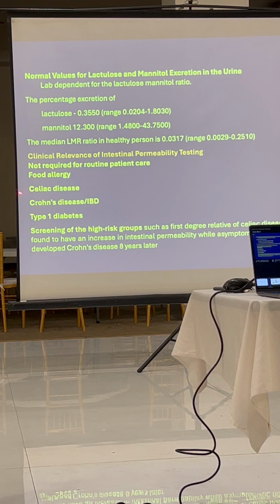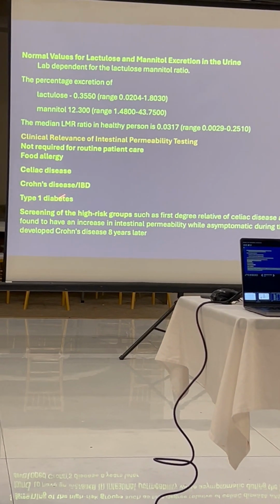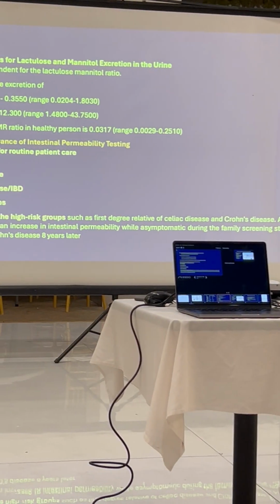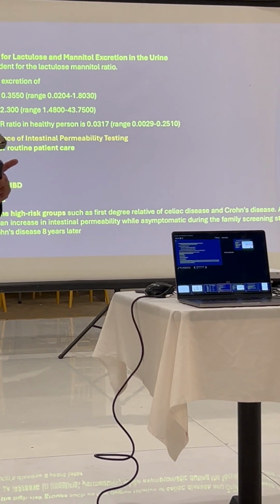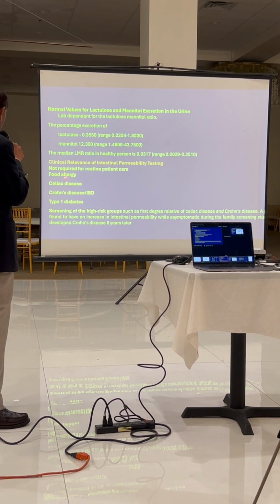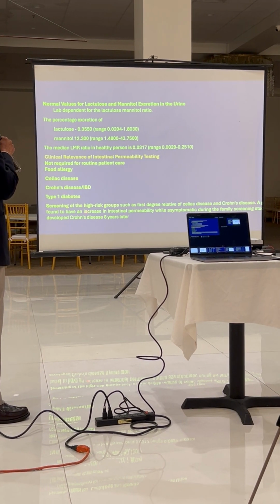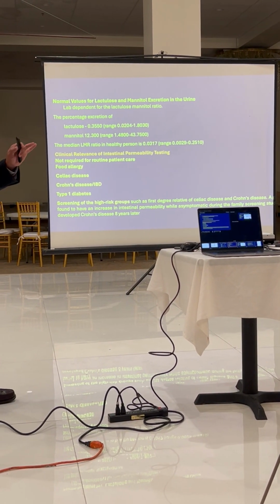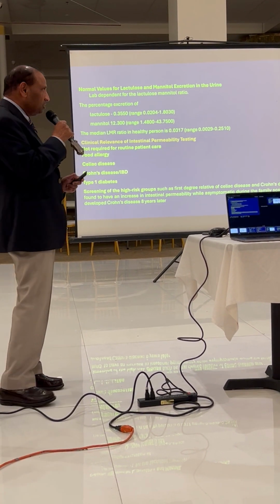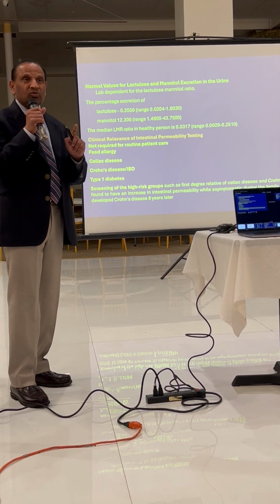But it should be done in some cases of food allergy, celiac disease, Crohn's disease, or IBD, or type 1 diabetes. I want you to keep in mind type 1 diabetes, because it is an autoimmune disorder. We think it may be precipitated by bacterial toxins that cross the intestinal barrier, and then they start this process. The same thing with celiac disease. What is important is that if the patient is already celiac, then we don't need to do it. But if they are in a high-risk group, then you can do the test. And if they show increased permeability, even though they are asymptomatic, they are more likely to develop that disease.